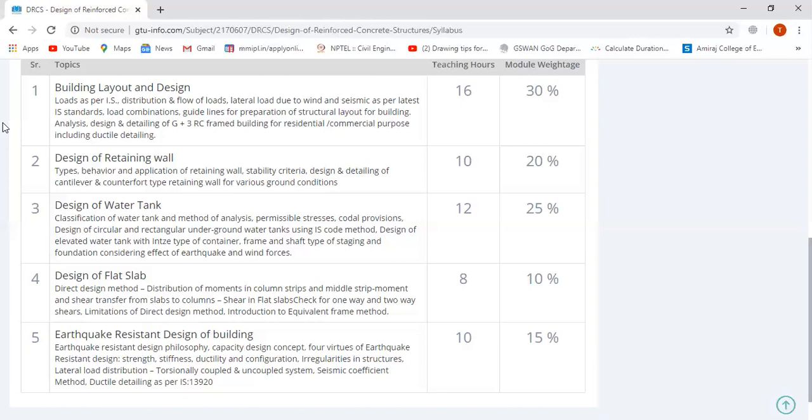In this chapter, we have an example of a G+3 RC frame building in which we cover all the data and elements of structural design like foundation, column, beam, slab, connection of beam and connection of slab, one-way slab, two-way slab, one-way continuous slab, and two-way continuous frame. How to design any frame building is learned in this chapter. The building may be residential or commercial. Here we have a term, ductile detailing.